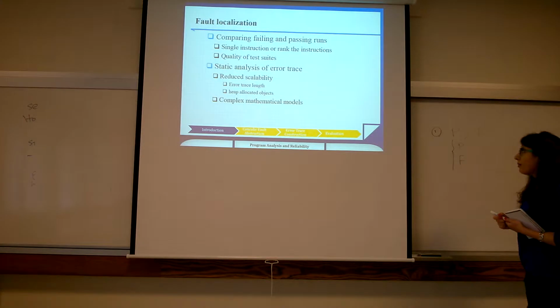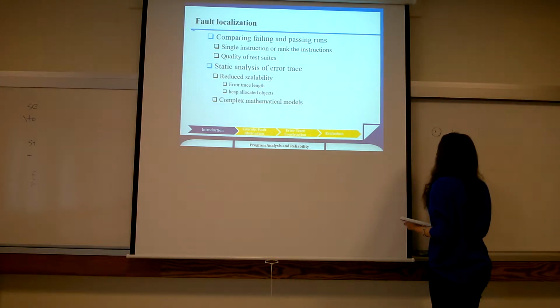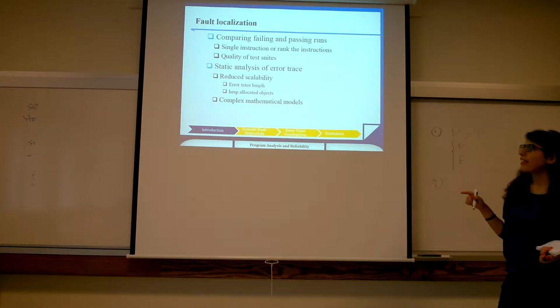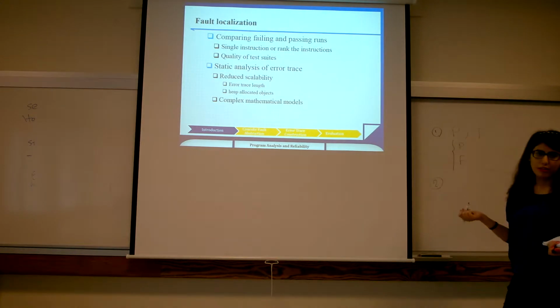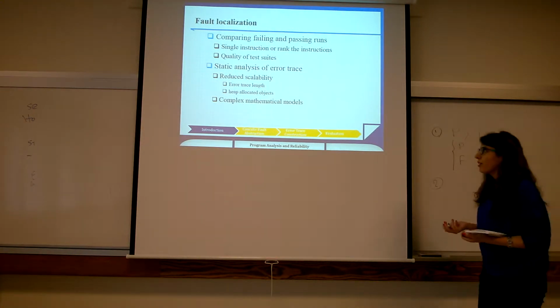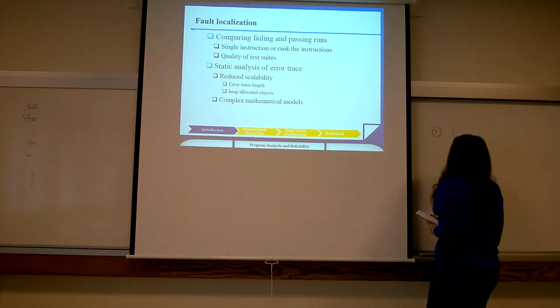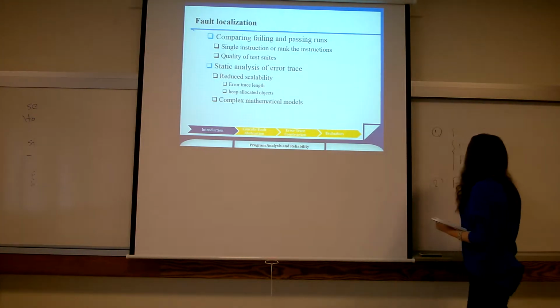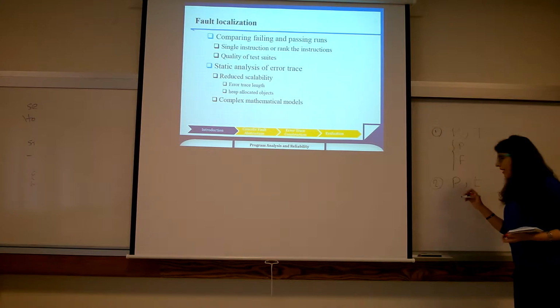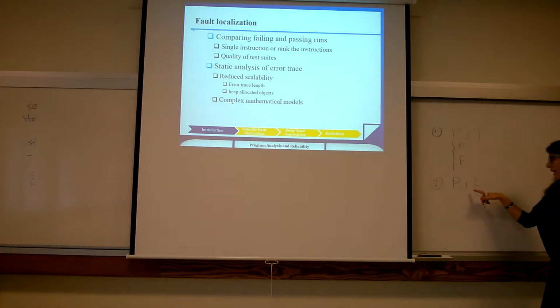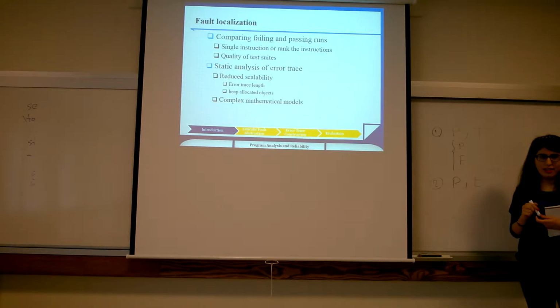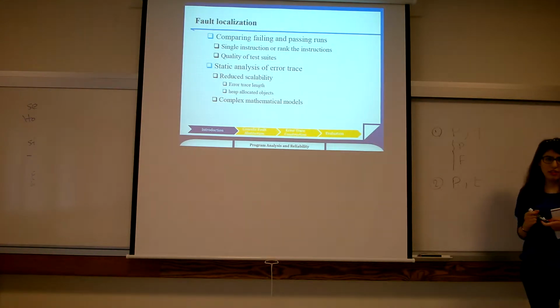Another, type 2, is the ones that have a static analysis of error traces. So first we want to know what the error traces are, right? We have a program, and we have a single test case T. If we run T on P, it fails, right? So it will give us an execution trace that has failed. We call this an error trace.